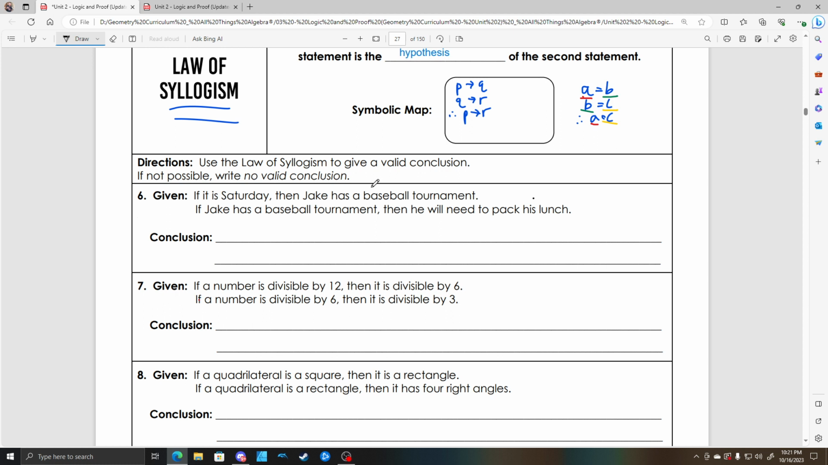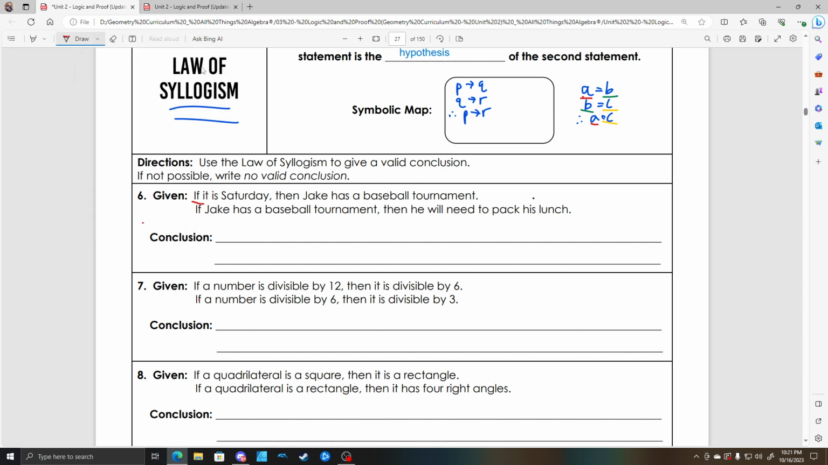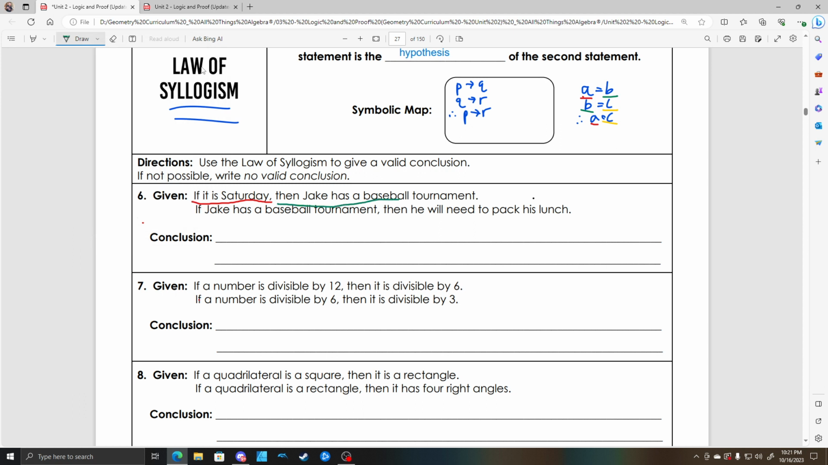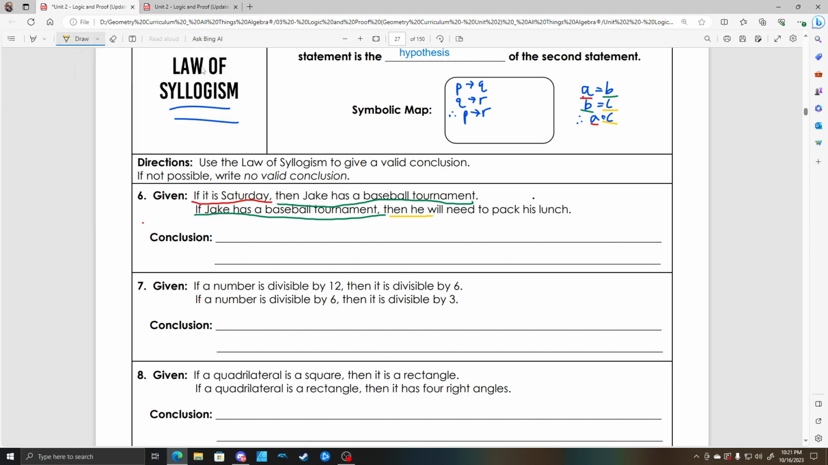If it is Saturday, then Jake has a baseball tournament. If Jake has a baseball tournament, then he will need to pack his lunch. So, just like before, let's do the colors to make things easier. If it is Saturday, all right, and then the second part is the green, right? Because it's the then Jake has a baseball tournament. And then it says, if Jake has a baseball tournament, and you see how these two connect, then it's going to give the last conclusion that we can actually draw. So in this case, it's the then he will need to pack his lunch. So remember, the answer is always going to be a combination of the red part and the yellow part.